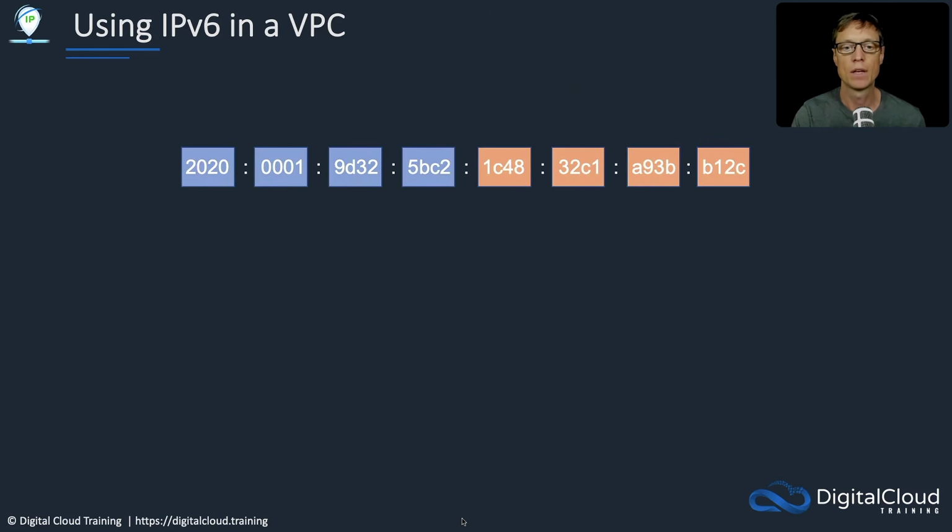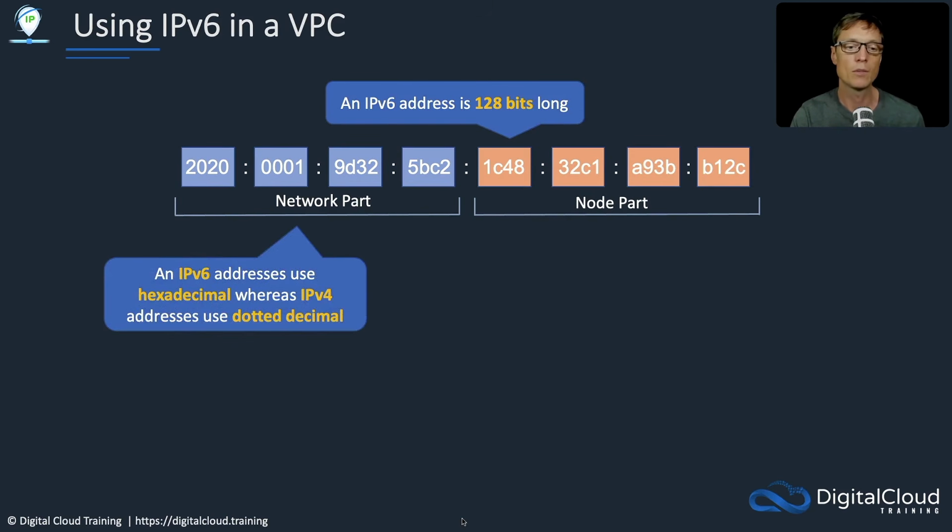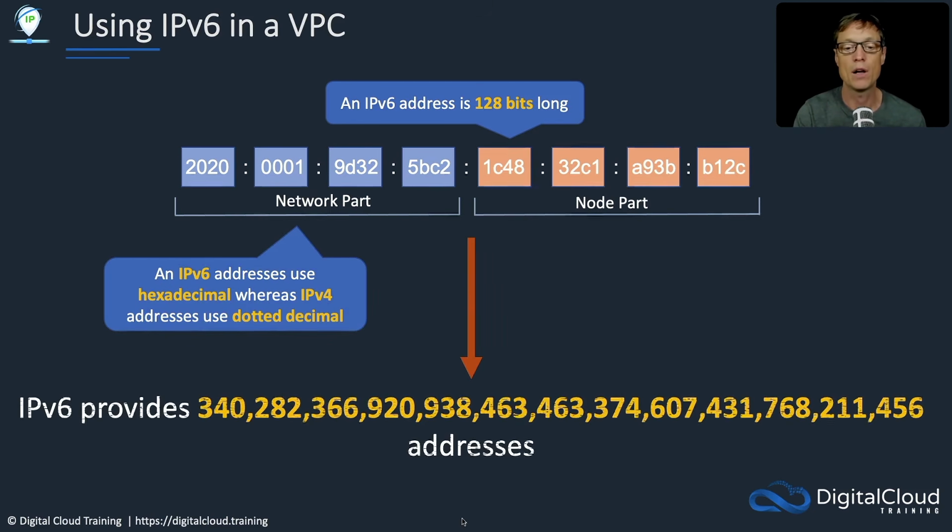So let's look at the structure of an IPv6 address. So this is the structure of IPv6. It also has a network part and a node part, but it's 128 bits long, so it's a much bigger number. But also it uses hexadecimal, whereas IPv4 uses dotted decimal. So that means there's a lot more potential values that you can use in hexadecimal versus decimal. So that means the amount of addresses is much bigger. And this is the number. That's the number of addresses you can get out of IPv6, and it's absolutely huge.